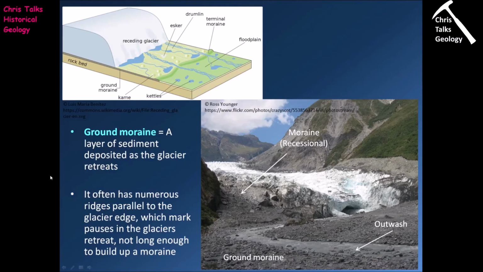Now, within our ground moraine, there's often numerous ridges that run parallel to the glacier edge, and these mark very, very short pauses. So the glacier will retreat a little bit, it will pause for a very short period of time. That gives just enough time for a little ridge to build up, and then the glacier will start retreating again. It will pause for just a little bit of time, another little ridge will build up, and so on. And so it often gives a ground moraine a kind of lumpy appearance, where you have one ridge after another.